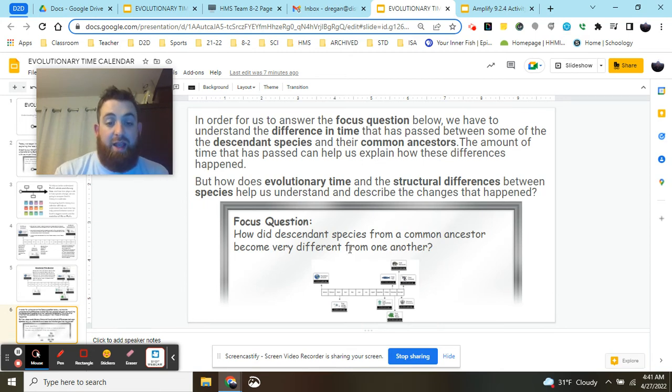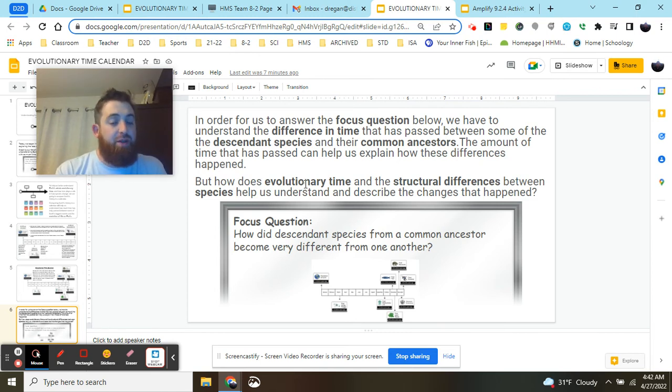So, in order for us to answer this focus question, how did descendant species from a common ancestor become very different? So, how did we become very different from our species relatives like Tiktaalik or some of the others from Dr. Shubin's work? We have to understand the difference in time that has passed between us on this calendar year versus all the other time that has passed. That can help us explain the differences we see between us and Tiktaalik, or other species like humans and cats or any others that we've been looking at.